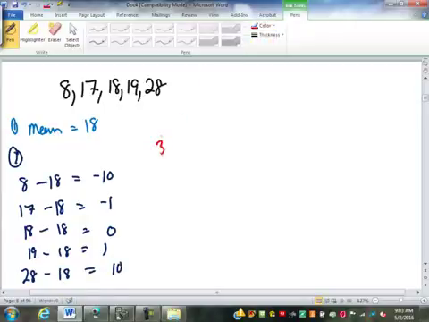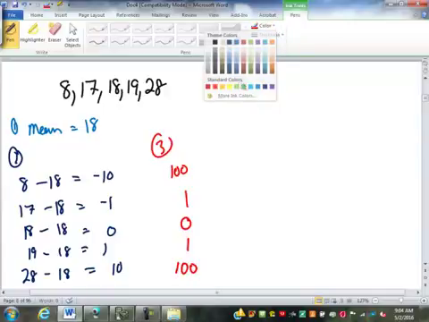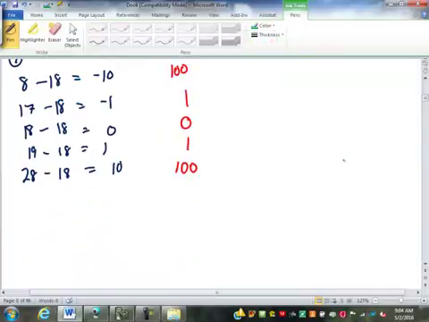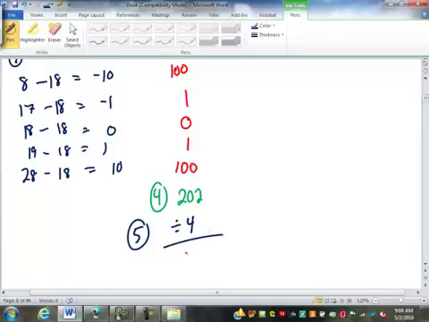Step 3 is to square them. Negative 10 squared is 100. Negative 1 squared is 1. 0 squared is 0. 1 squared is 1. 10 squared is 100. What is step 4? Add them all up. They all add up to 202. Step 5. Divide by n minus 1, right? N is 5, so we're going to divide by 4, which gives us 50.5.